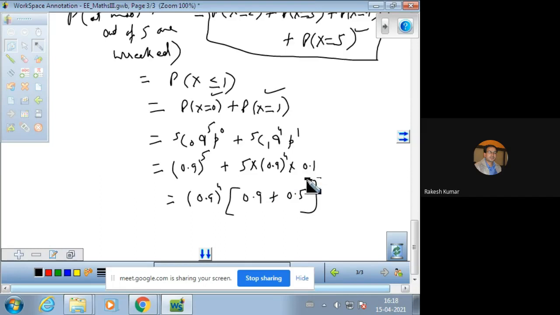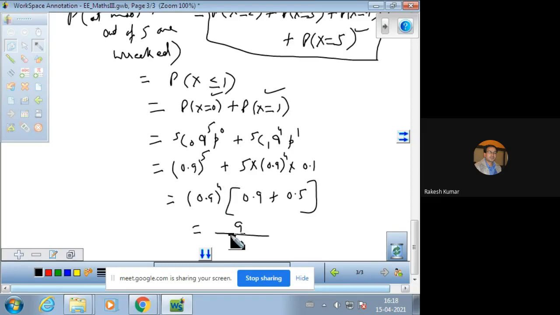I think so. 1 over 10 is there. 5 twos are. So you can calculate this value, and this value comes out to be 0.9995. Sorry, this is not the required probability. You will check and compute the value. This is not it. You will calculate its value and put it here.